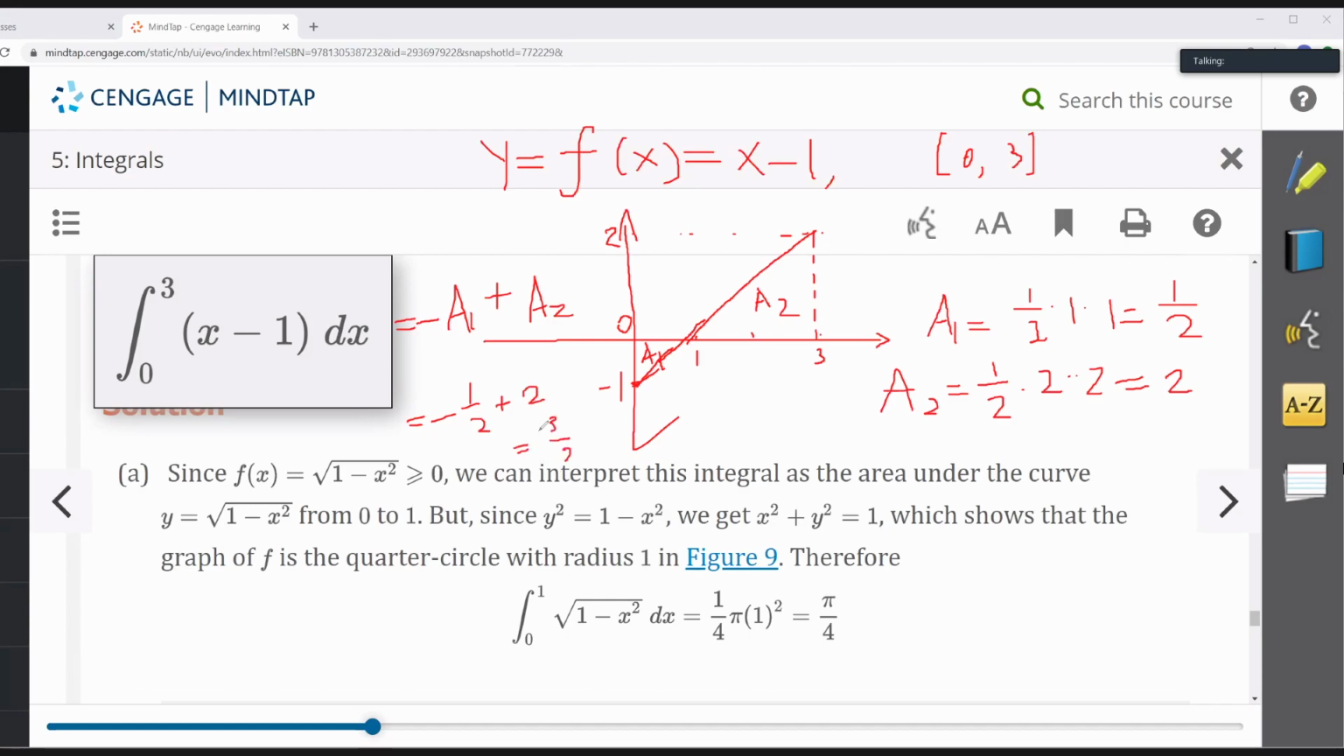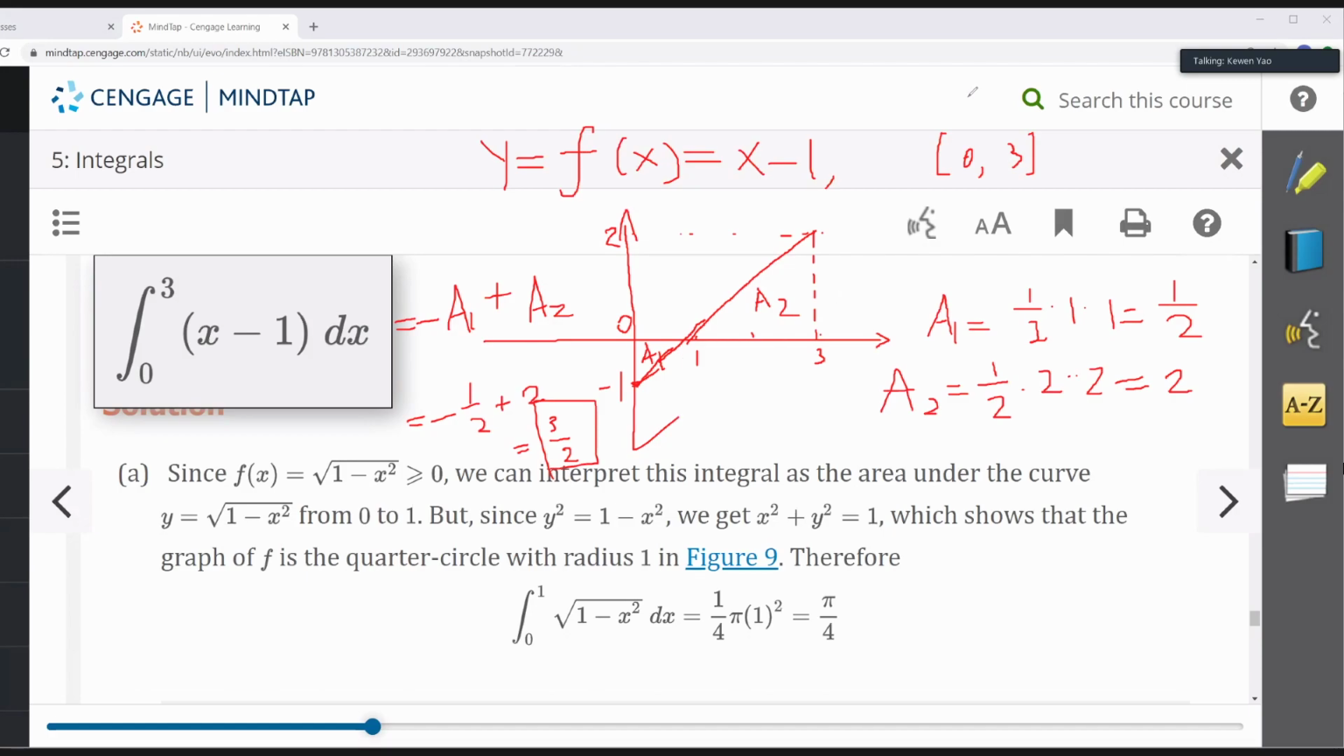Positive 3/2. Okay, so we have found it. Nice, right? A1 and A2 are easy to find because these are right triangles. So the areas for A1 and A2 are easy to find, and then you get the answer by using negative A1 plus A2, because A1 is on the negative y side and A2 is on the positive y side. So the answer is 3/2.